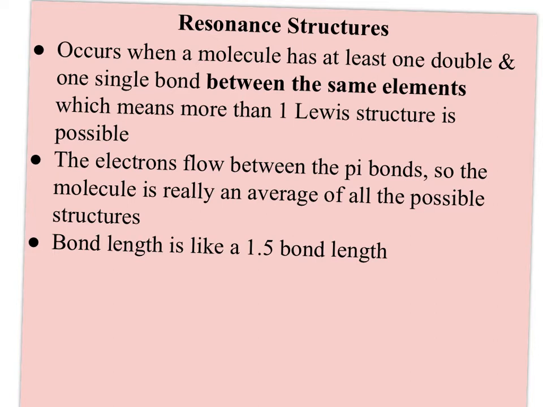So the molecule is really like it has two 1.5 bonds. Neither one is really a single bond and neither one is really a double bond. Instead, they're kind of like 1.5 bonds. So that's where the word resonance or resonate comes from, because resonate is like vibrate or to move around in an area.